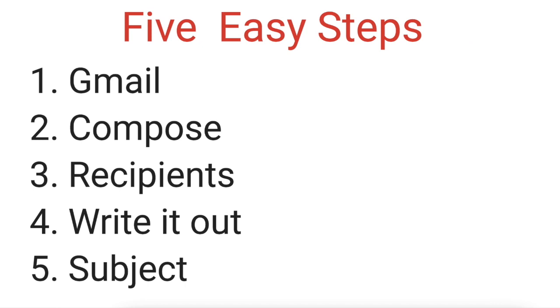There are 5 easy steps to doing a Gmail. I mean, obviously the first one is opening up Gmail. Next is clicking compose, then adding the recipients or the people who you're going to be sending the email to. You write out the email, and then when you are done, and only when you are done, do you add the subject line. We're going to be talking about that subject line in detail a little bit, so just wait.